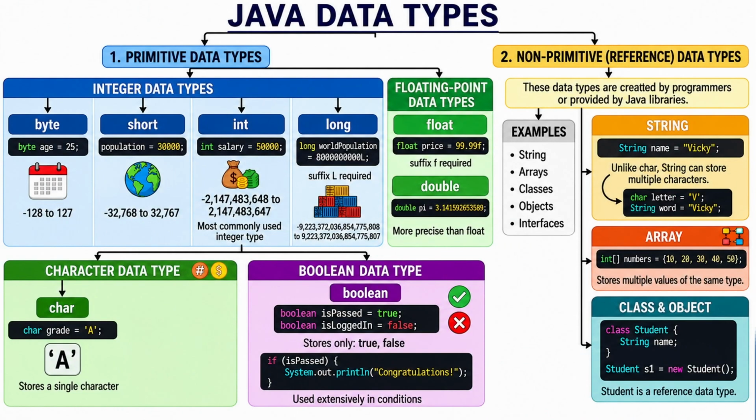So, this is the complete hierarchy of data types used in Java. Here we can see data types are classified into two types: primitive data types and non-primitive data types.